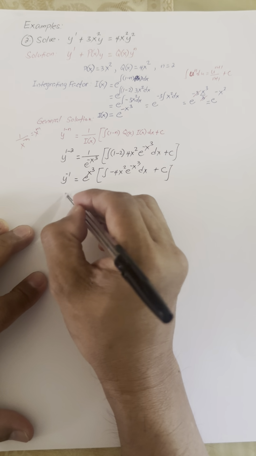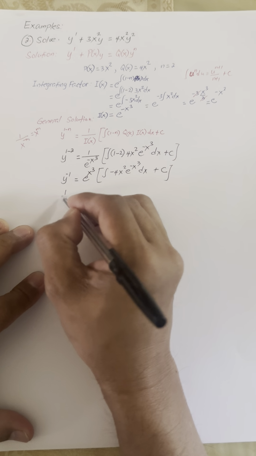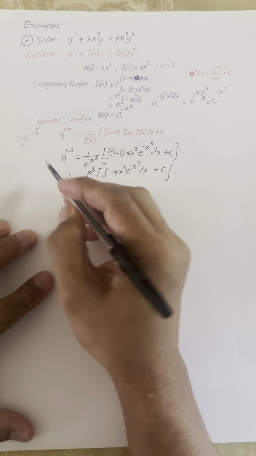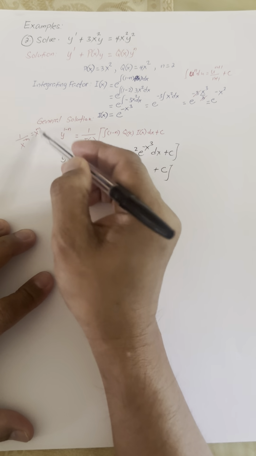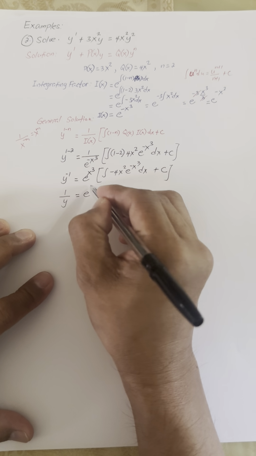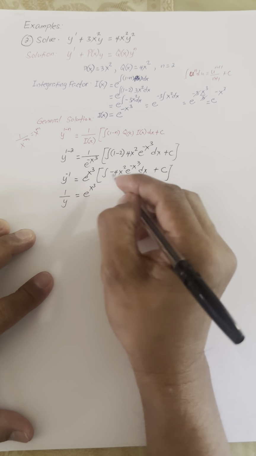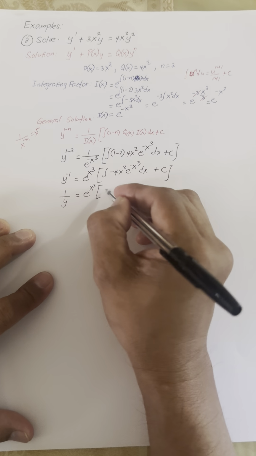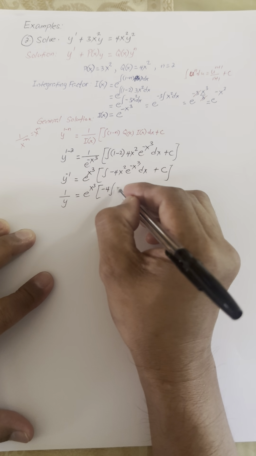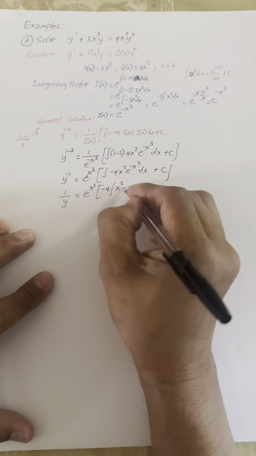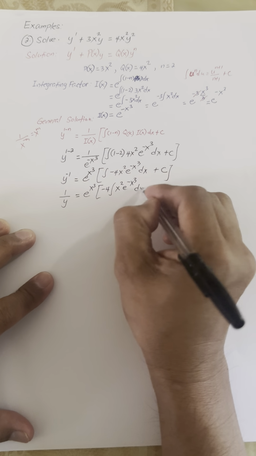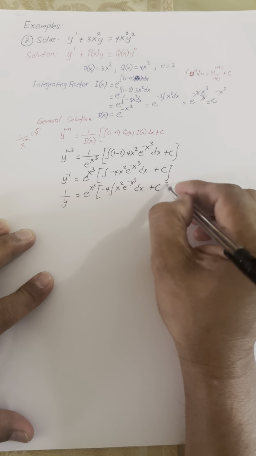Then our left side is equal to 1 over y. Now again, this is from the laws of exponents. So times e to the x to the minus positive 3. Then put the constant outside the integral sign. So we have the integral of x squared e to the minus x cubed dx, then plus c.